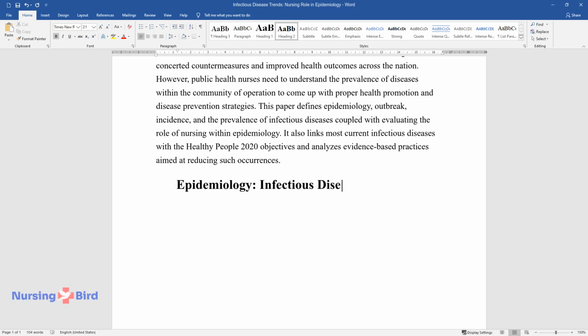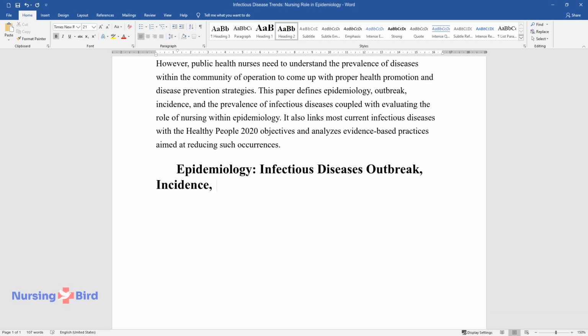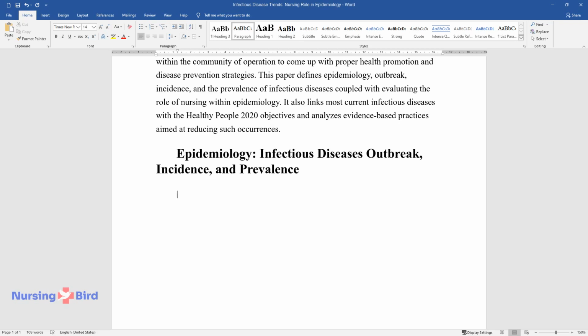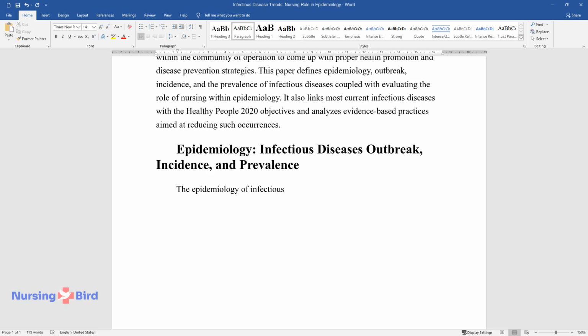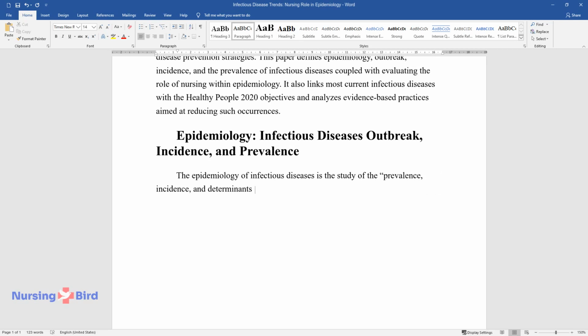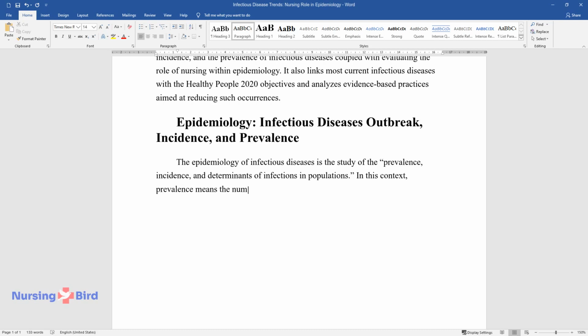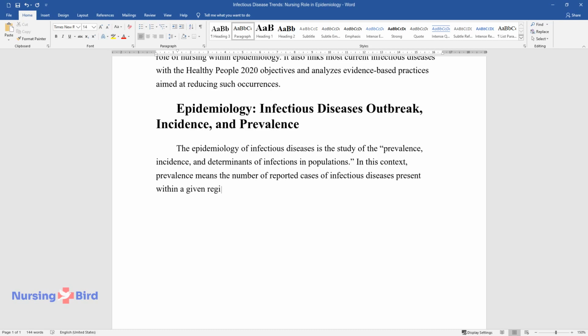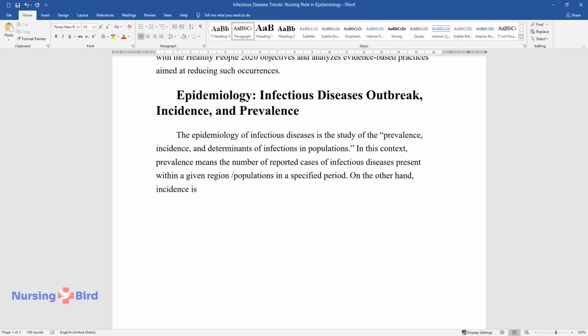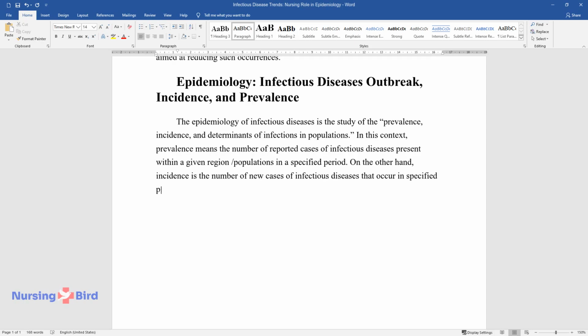Epidemiology, infectious diseases outbreak, incidence, and prevalence. The epidemiology of infectious diseases is the study of the prevalence, incidence, and determinants of infections in populations. In this context, prevalence means the number of reported cases of infectious diseases present within a given region and/or populations in a specified period. On the other hand, incidence is the number of new cases of infectious diseases that occur in specified populations within a given time.